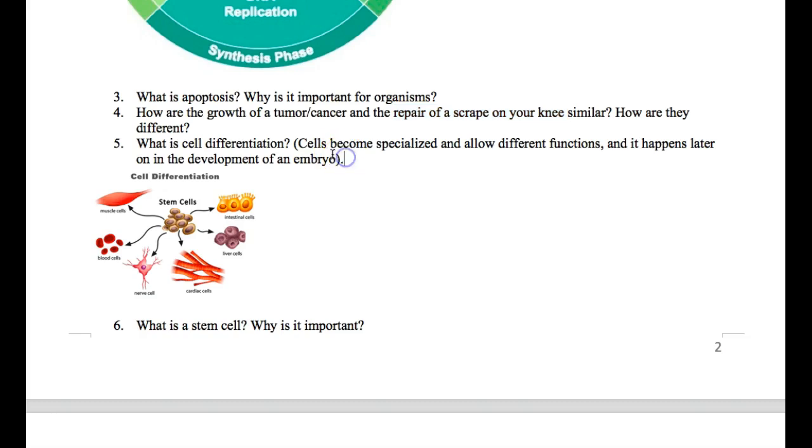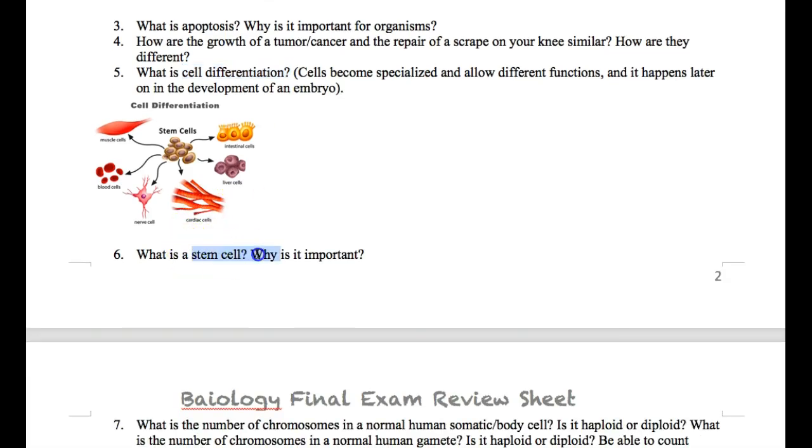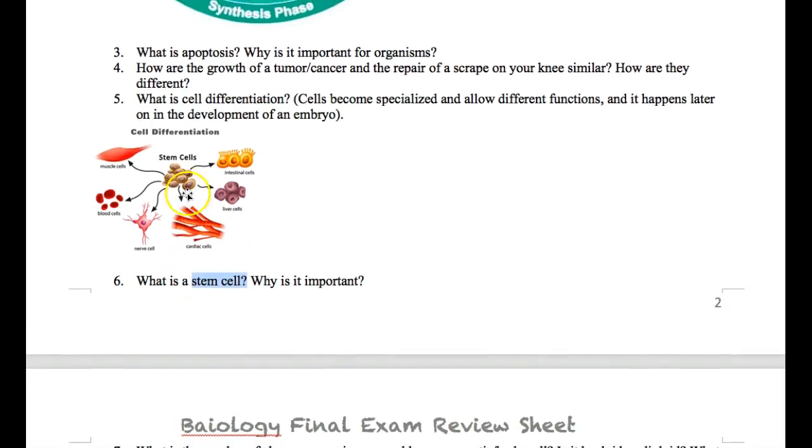So that's the difference. Next one is cell differentiation. Cell differentiation starts with something called a stem cell. A stem cell is an undifferentiated, unspecialized cell, meaning that it doesn't really have a specific function. It's not doing anything yet. And it has plenty of potential to develop into other things.